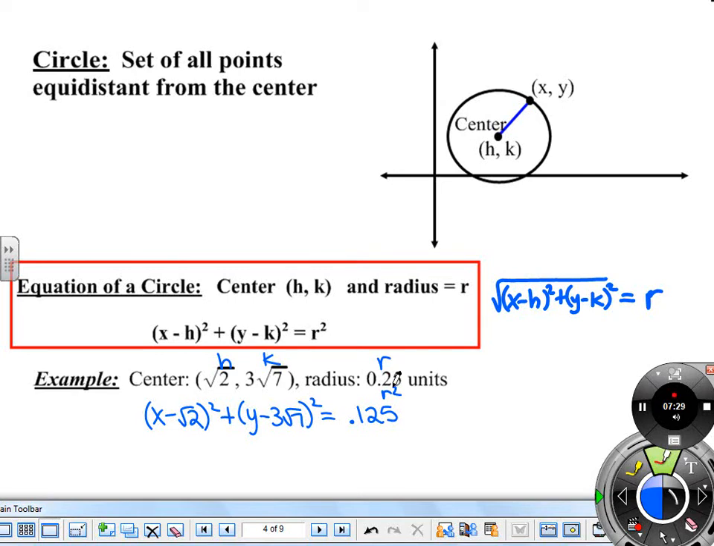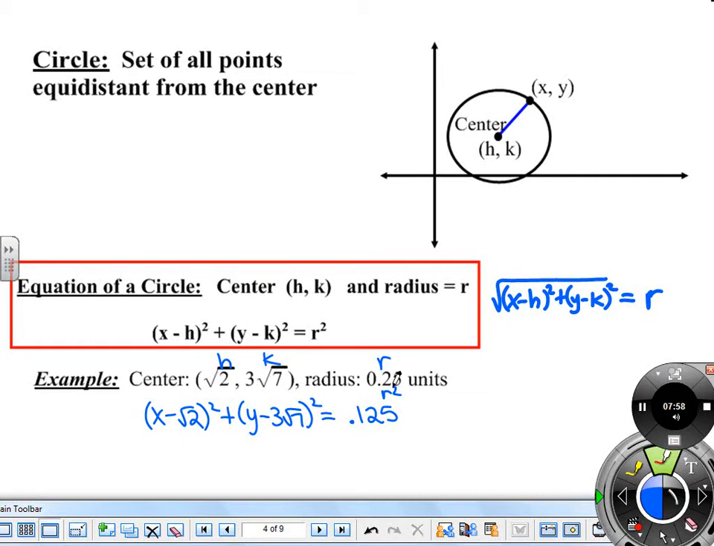So a couple of things. If somebody gives me this information, I can write this equation. If someone gives me this equation, I should look at it and think, what conic section is this? And what conic section is it? Circle. How do I pick out the center of the circle? The h and the k. How do I know what the radius of the circle is? Helen? Take the square root of the r squared.